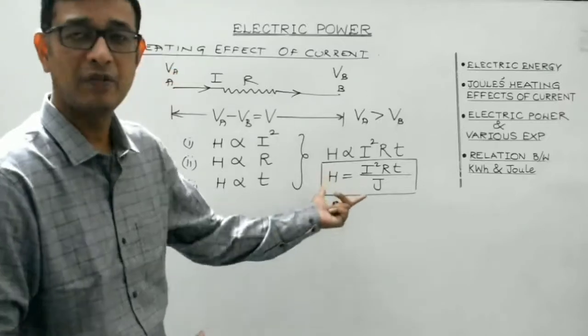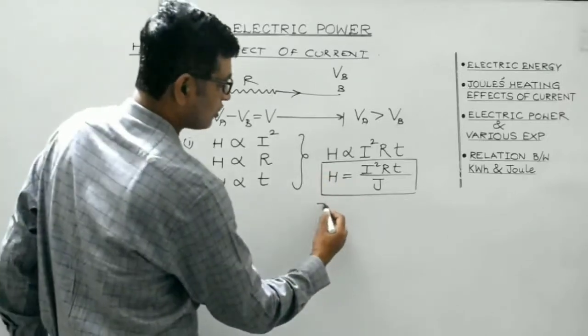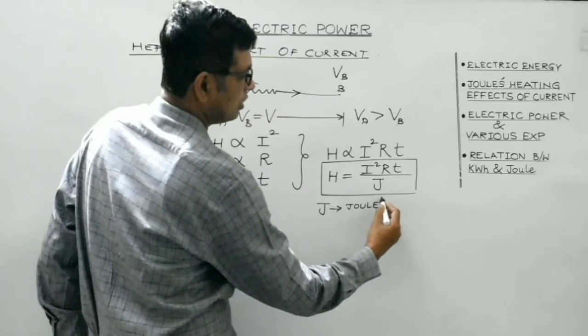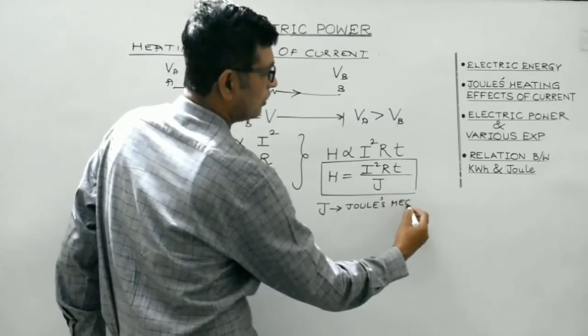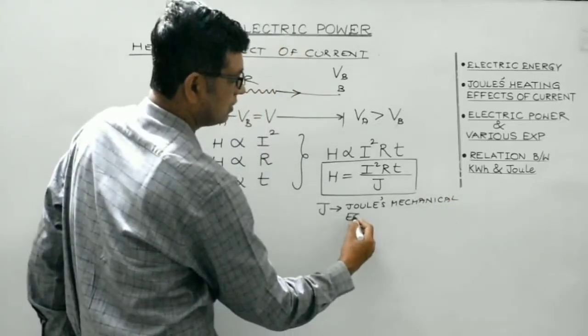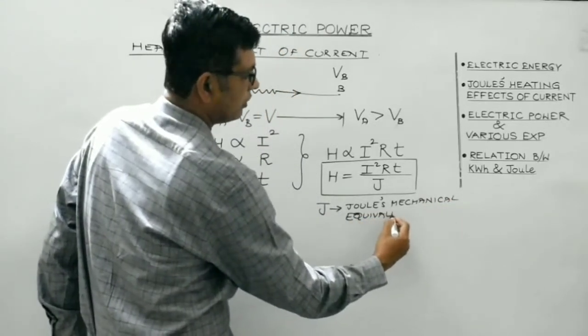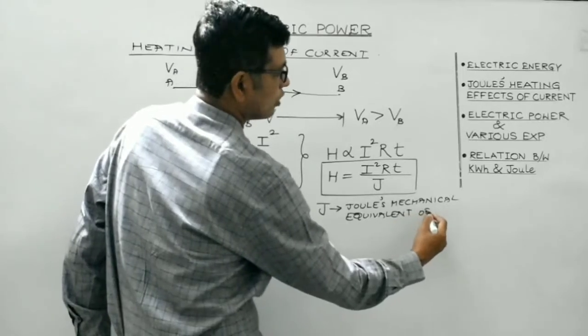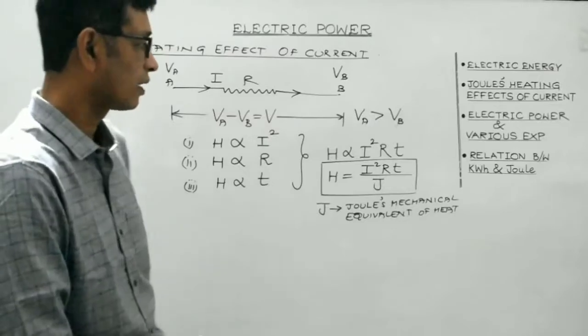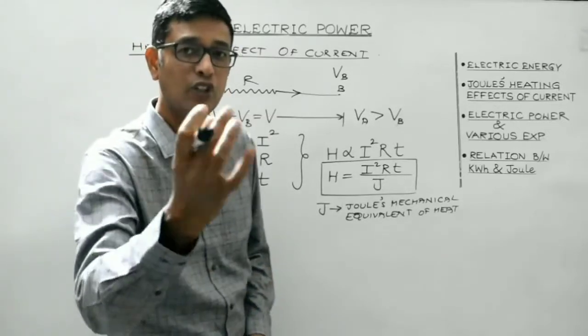We have studied it in +1 as well. So J is a constant known as Joule's mechanical equivalent of heat. Right?